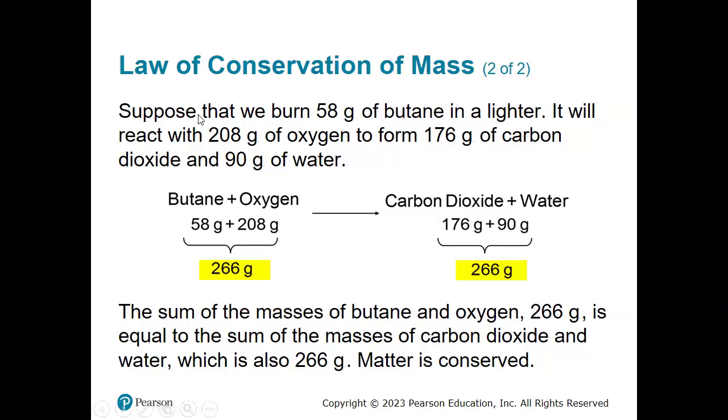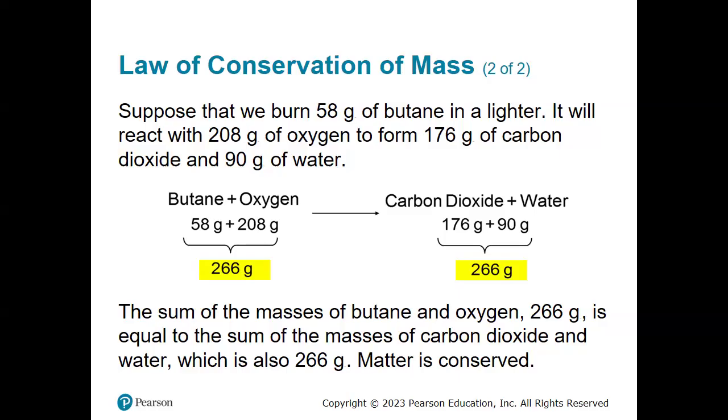Now, if I were to measure out the amount of butane that I started with, let's say that, for example, I had 58 grams of butane, and I combined it with 208 grams of oxygen, I would get that the total mass of the reactants would be 266 grams. I'm just adding together the 58 and the 208.